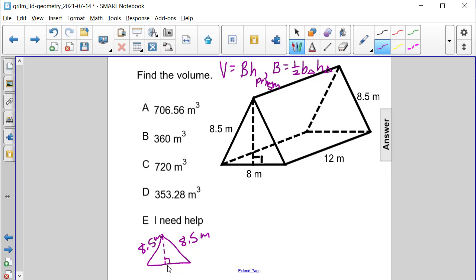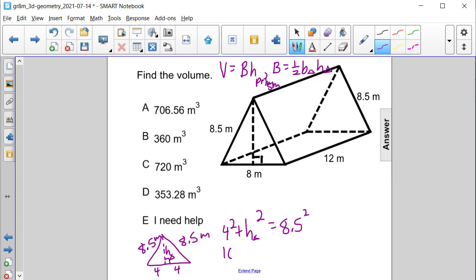Well, when we drop the altitude down, or the height of a triangle down in an isosceles triangle, it splits the base into 2 congruent or equal pieces. So instead of writing 8 for all the way across, I can split it into 4 and 4, which does add up to 8. And now we can use the Pythagorean Theorem to find the height of our triangular base. So we have 4 squared plus the height of our triangle squared is equal to 8.5 squared.